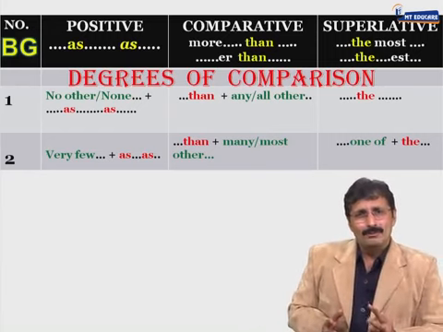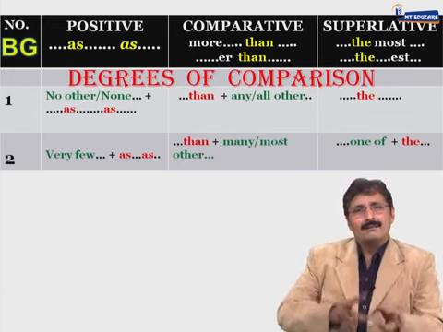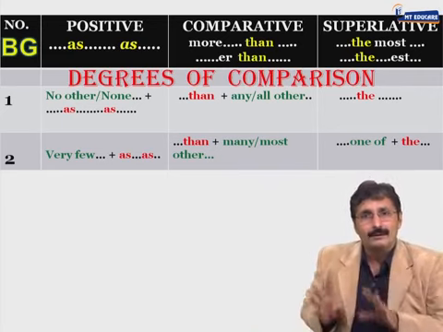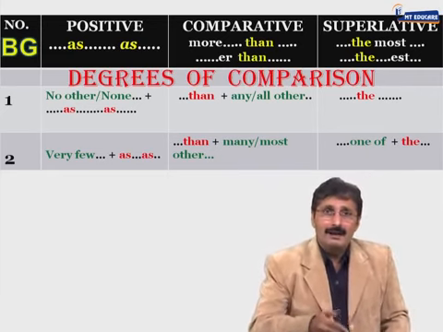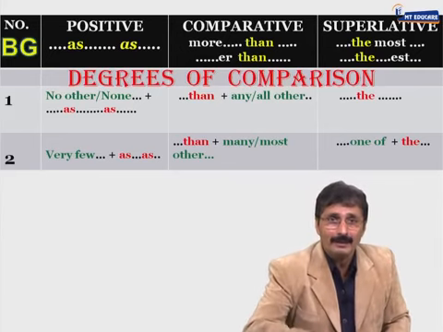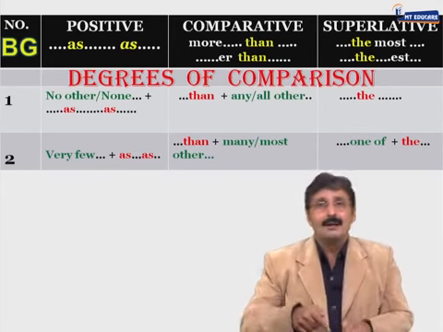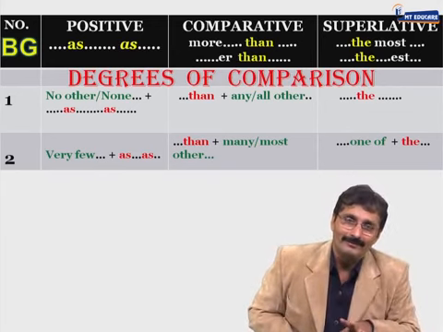3 types of combos. Type 1, positive starts with no other, none, nothing. Comparative में than के बाद any other, all other. उसी sentence का superlative will contain only the. लेकिन type 2, positive में अगर starting में very few है या not many है तो उसी sentence का comparative will be than के बाद many other या most other और उसी sentence का superlative will have one of the.